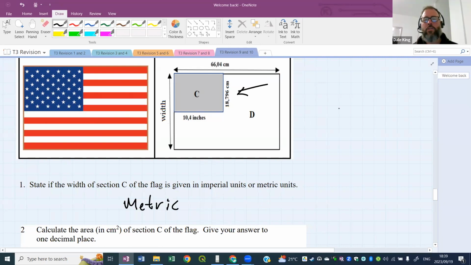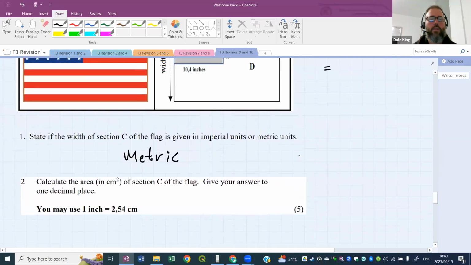What formula are we going to use here? You're going to use length times breadth. Yes, area is equal to length times breadth. Okay, so I need a length. What should I do? Hold on. There we go.